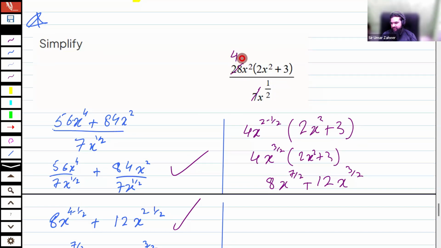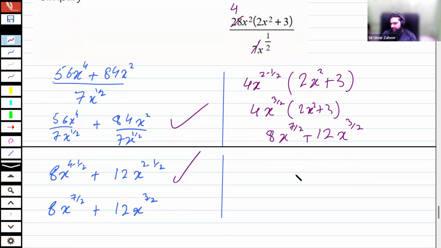There are some students who try, for example, when it is written as 2x plus 3 divided by 7x raised to power 1, to just cancel out. 7 times 1 is 7, 7 times 4 is 28. You cannot do this one because 28 is not dividing with 7.